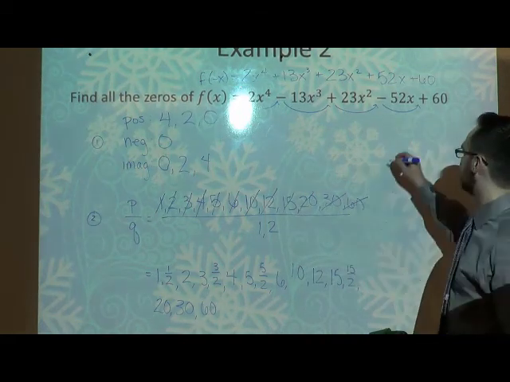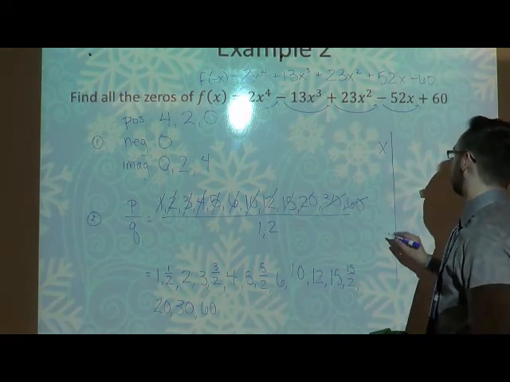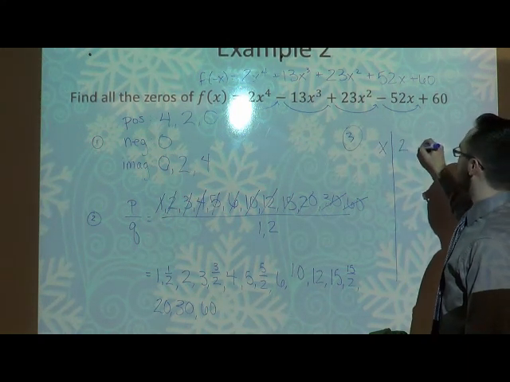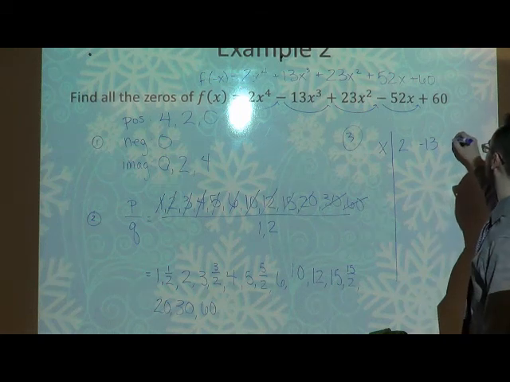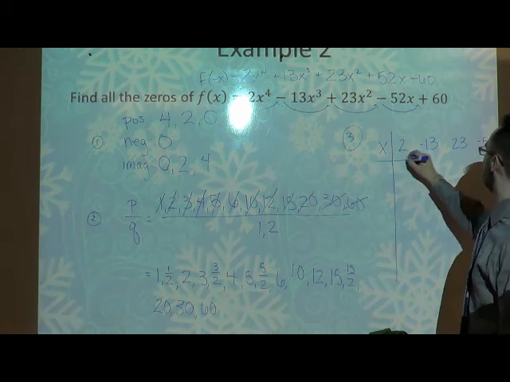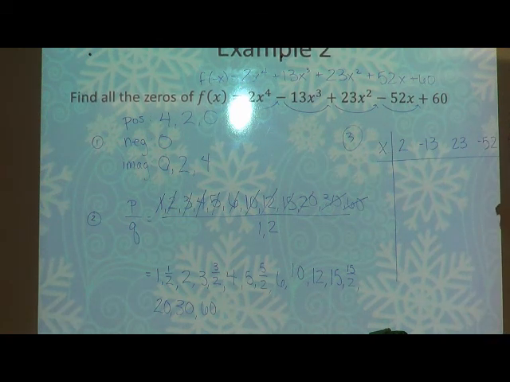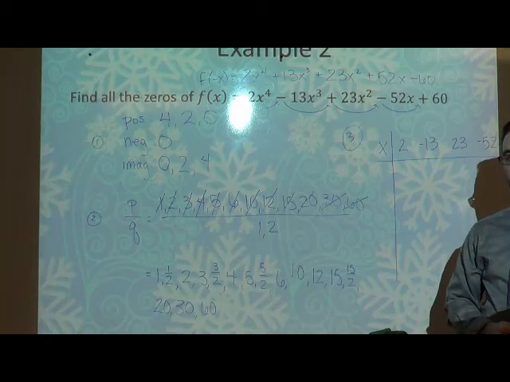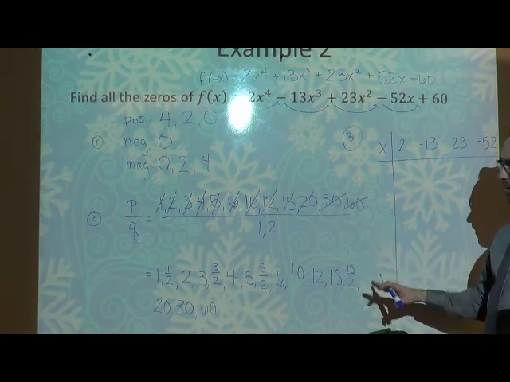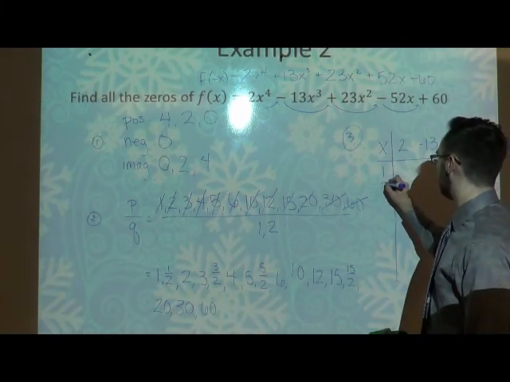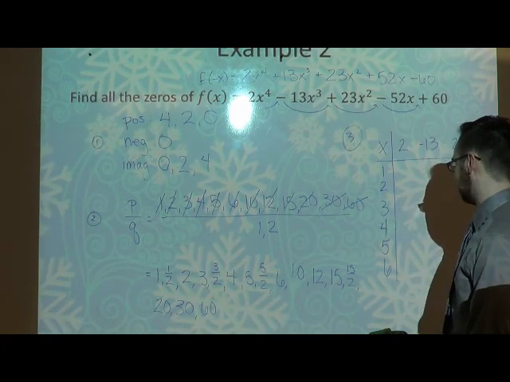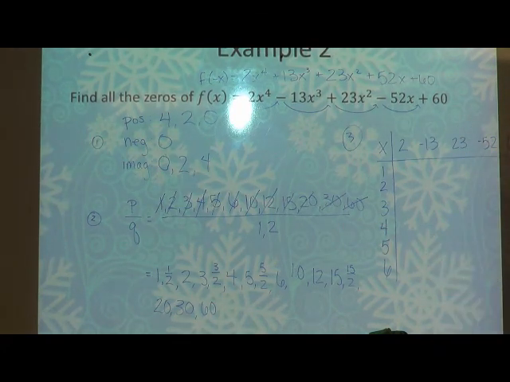Now, what I do is I set up my synthetic division. Okay, this is really step 3. With 2, negative 13, 23, negative 52, and 60. Now I'm going to go through and test the whole numbers first. Don't test the fractions right away. If you go through all the whole numbers and find no answers, then test the fractions. I usually test 1, 2, 3, 4, 5, 6. We'll start there, and if we don't get it, we'll keep going.